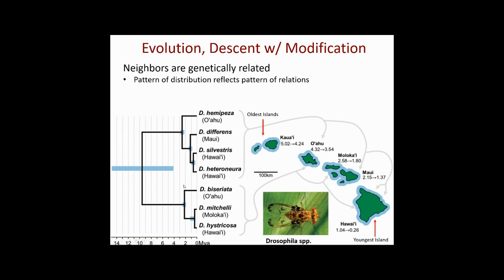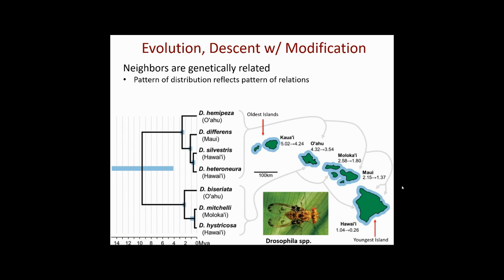The phylogenetic tree that you see here to the left illustrates the inferred relations and relative speciation times in millions of years down at the bottom across the seven island species.